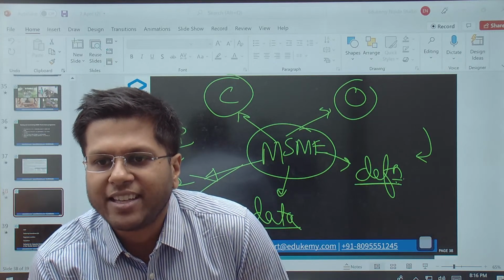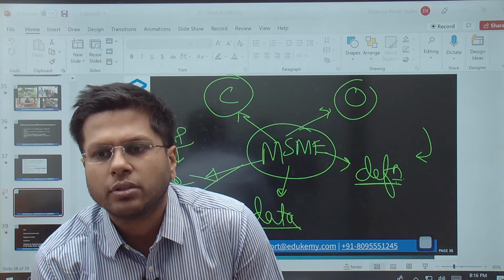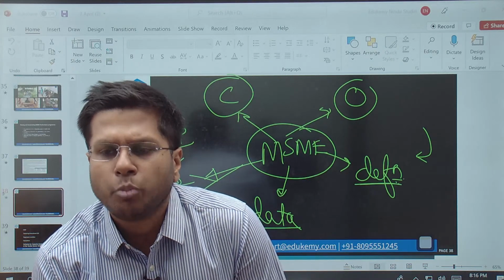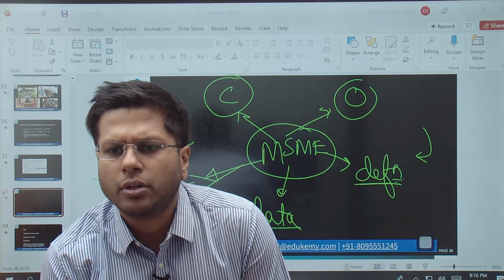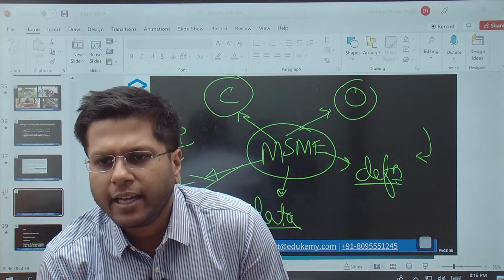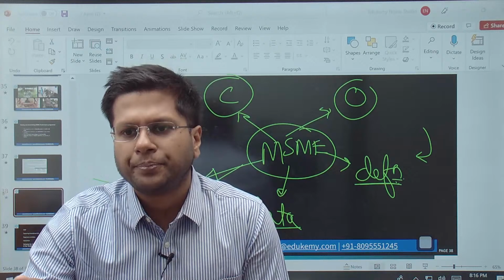Oh, here we go. Vivek says the new definition for micro is investment up to 1 crore, turnover up to 5 crore; small, turnover up to 50 crore; and medium, turnover up to 250 crore. Vivek, this is the same for the manufacturing and the service sector.